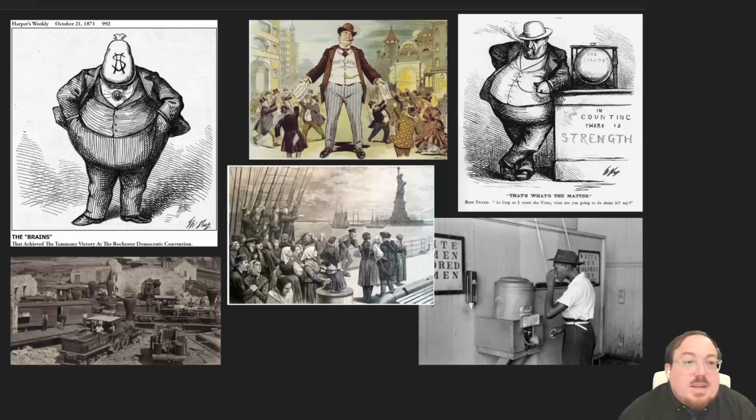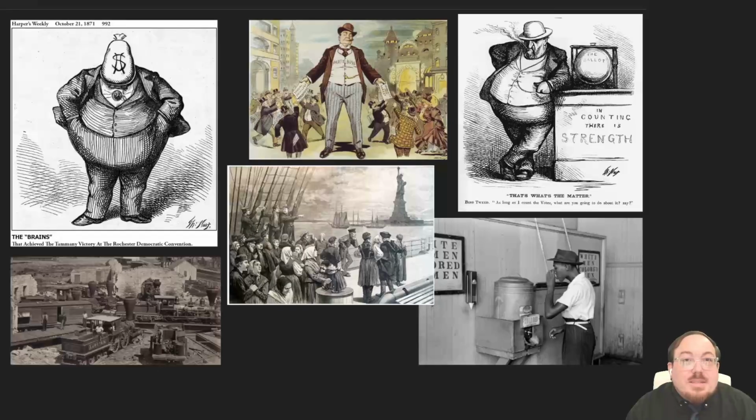So we have on the top, we have images of political bosses. You have the brains that achieved the Tammany victory at the Democratic Convention. As you can see, his head is a sack of money. So obviously, the political cartoon is saying that it wasn't brains, it was money. You have a party boss handing out contracts to rich people. You also have another one, smoking a cigarette and looking intimidating and saying, who does it matter who you're voting for, because I'm going to be the one counting the votes.